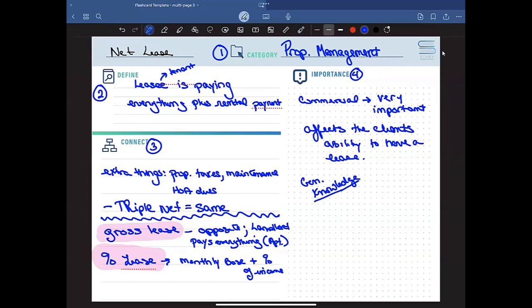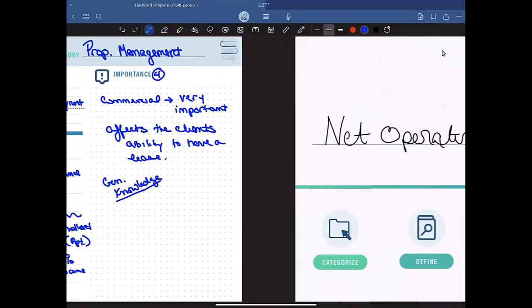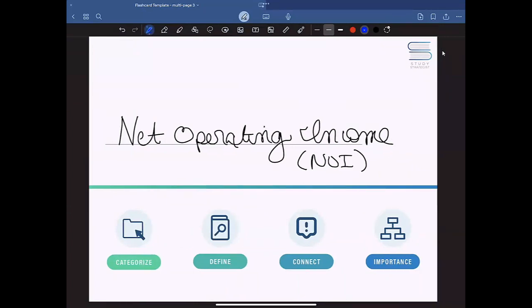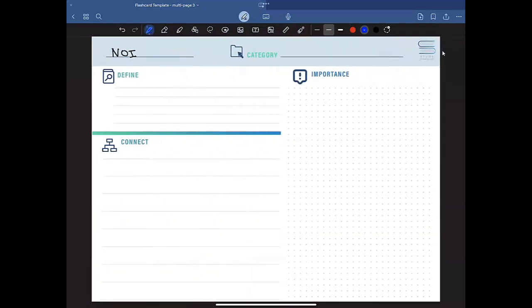Okay, I love that. All right, let's do our next word. Let's see, what did I choose? Ooh, net operating income. NOI, net operating income. So, can you tell me what category it belongs in? Where did you see it? And there's actually two categories you might see this in.